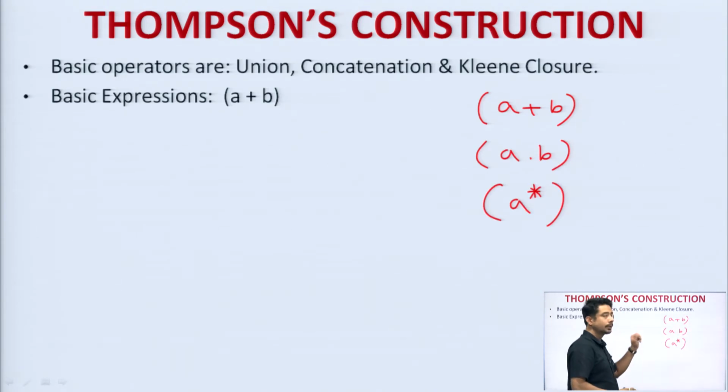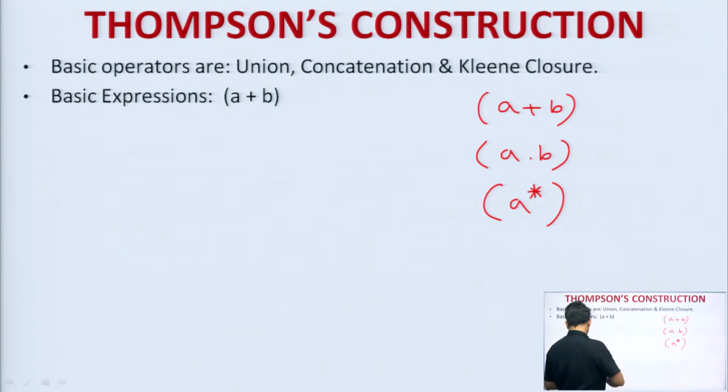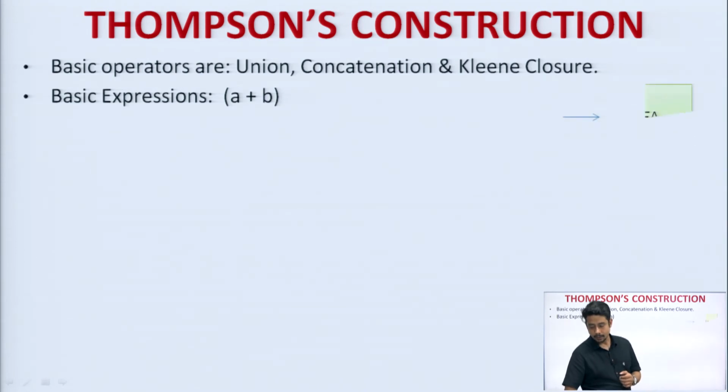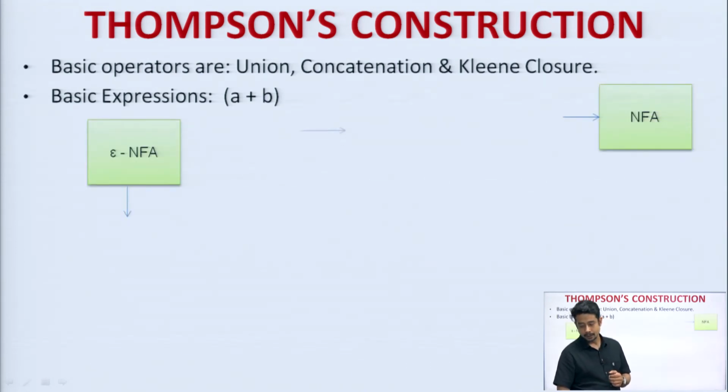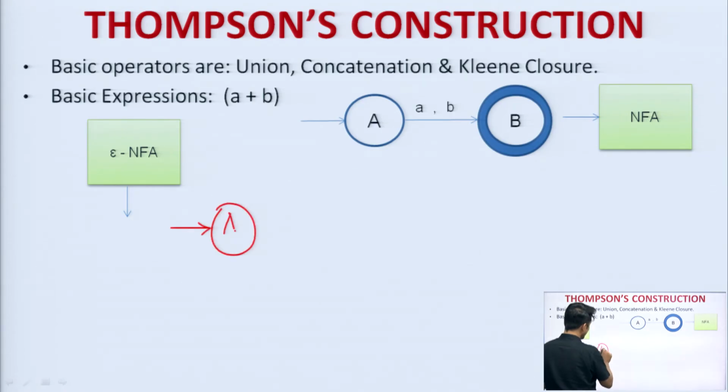So, for these you need to understand and memorize how to construct Thompson's algorithm, the epsilon NFA. Let me show you what the expressions will look like. So, for A plus B, for a normal NFA we just design it like this, A and B, correct. This is the normal diagram for NFA. Now, if we talk about epsilon NFA, it will include an epsilon over here.